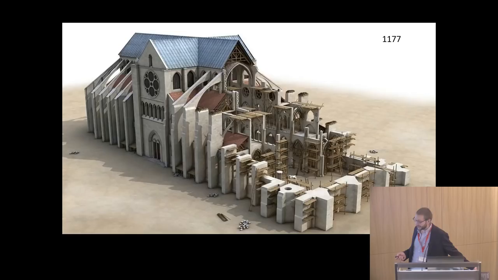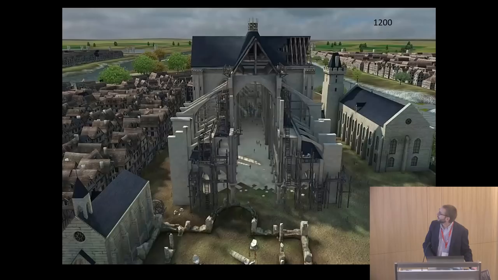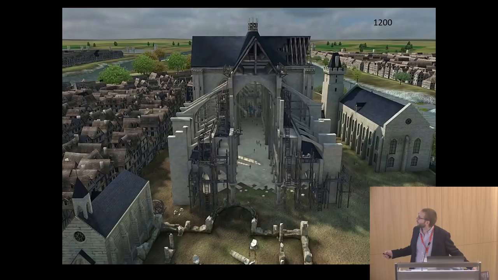But these drawings, I should say, were made in recent years by Danny Saint-Ouen and the late Andrew Tallon, who had been studying this building very heavily in the years before the fire. And it's thanks to their studies in many ways that we understand this building relatively well. By about 1200, we know that work was continuing apace on the nave.